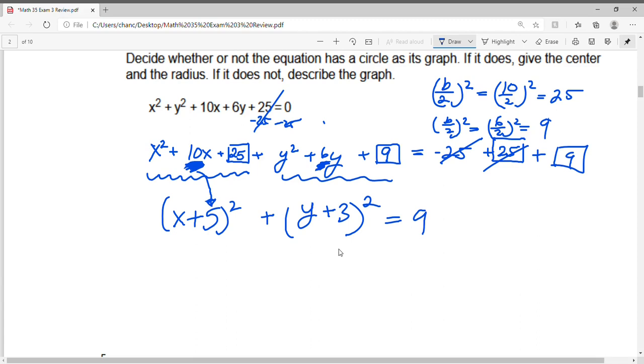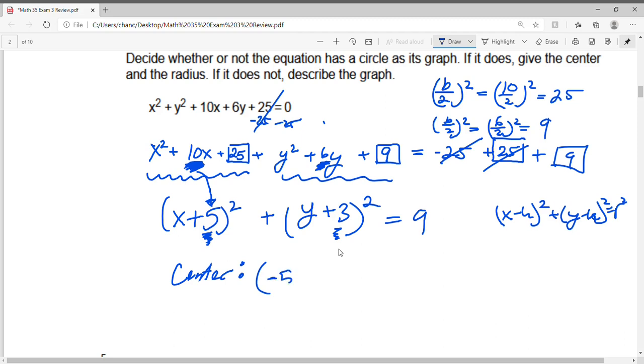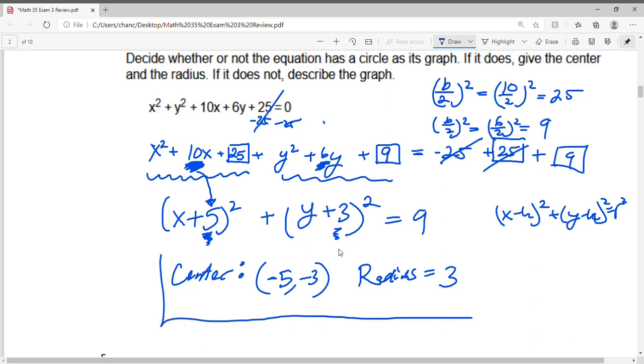This is an equation of a circle, so we can state the center. The center is going to be (h, k). But remember, it's opposite of what you think because the formula is x minus h squared plus y minus k squared equals r squared. So h is actually negative 5 and k is negative 3. And our radius is going to be the square root of 9, which is 3. So this is a circle centered at (negative 5, negative 3) with a radius of 3. We had to complete the square twice for this question.